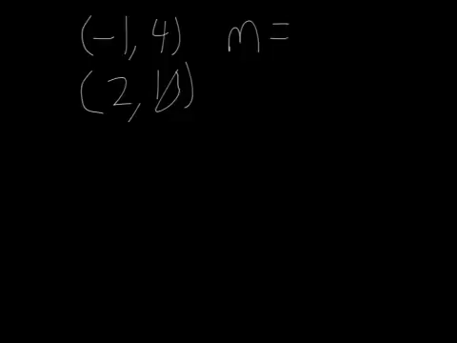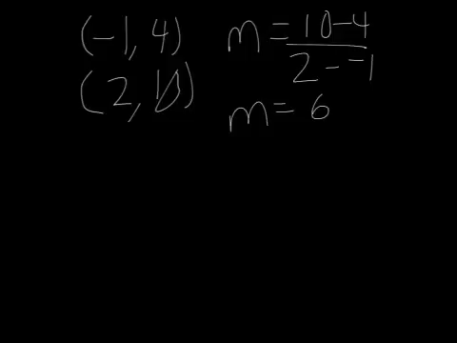Alright, so we're going to have m equal to our change in y, which is going to be 10 minus 4, over our change in x, which will be 2 minus a negative 1. 10 minus 4 will be 6. 2 minus a negative 1, remember that whenever we subtract a negative, we add it. It's going to give us 2 plus 1, which is 3, and 6 over 3 will equal 2. So I know that my slope is 2, and I have my coordinates. I can use either of these coordinates to write the equation of my line. I'm going to use the second one just because it doesn't have a negative number in it.